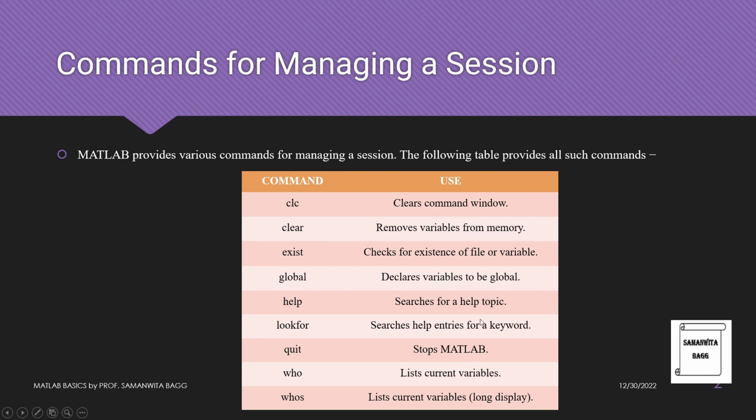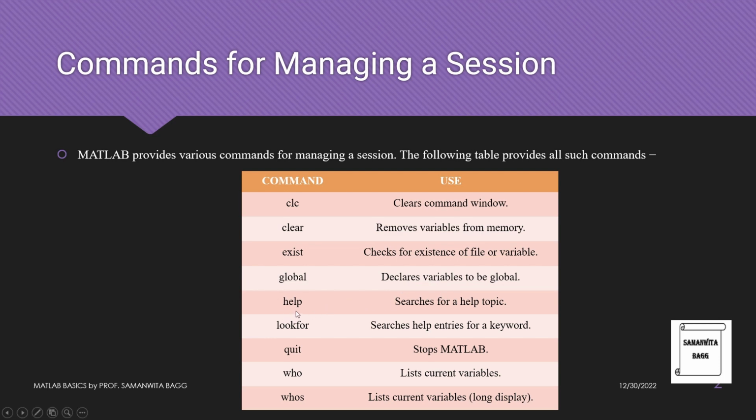Out of these, we have already seen a few of them. The first one is clc. This is going to clear the command window. When you use the clear option, it removes the variables from the memory. This is also something we have already done. Next one is exist. This will check for the existence of a file or a variable. When I use the command global, I am going to declare the variables that I am using are global.